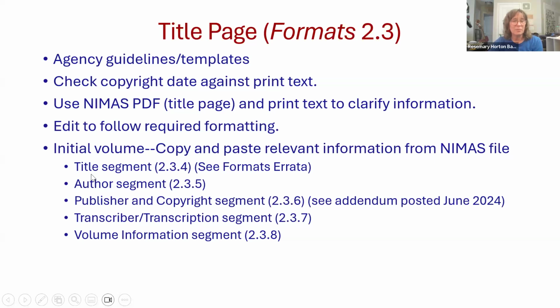In the initial volume, on the title page, the items that are required per formats are a title segment, an author segment, a publisher and copyright segment. There's going to be an addendum we look at today about that. Then a transcriber, transcription segment, and then the volume information.